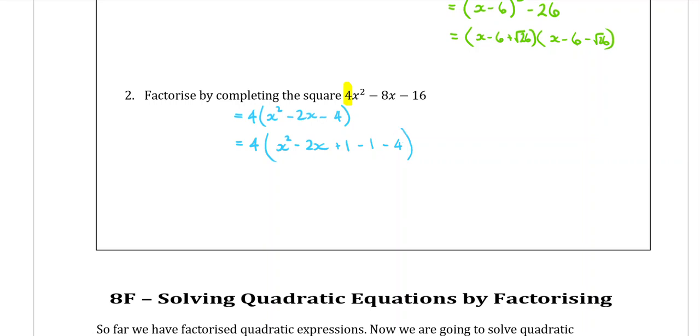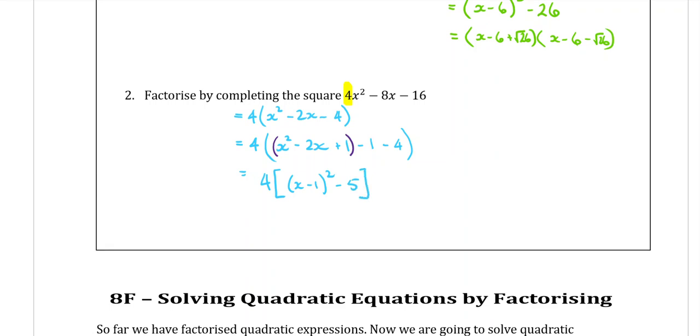So the first three terms in here are the perfect square. They factorise to be x, halve the minus 2, so x minus 1 in brackets squared. Minus 1 minus 4 is minus 5 and close bracket.